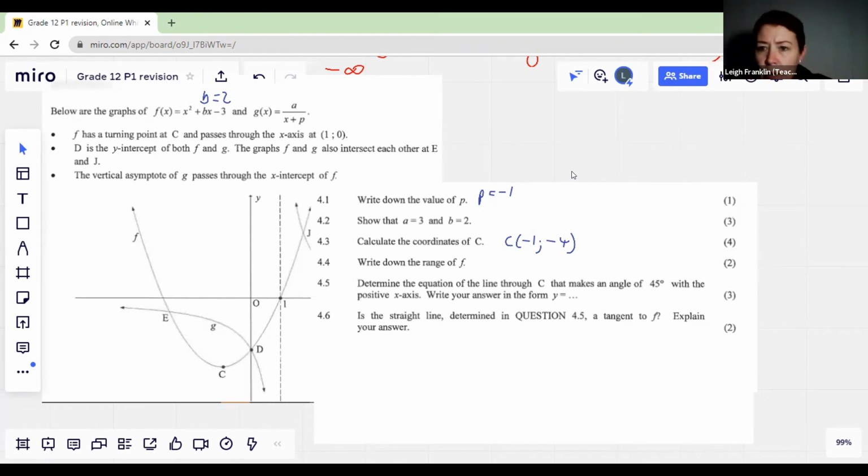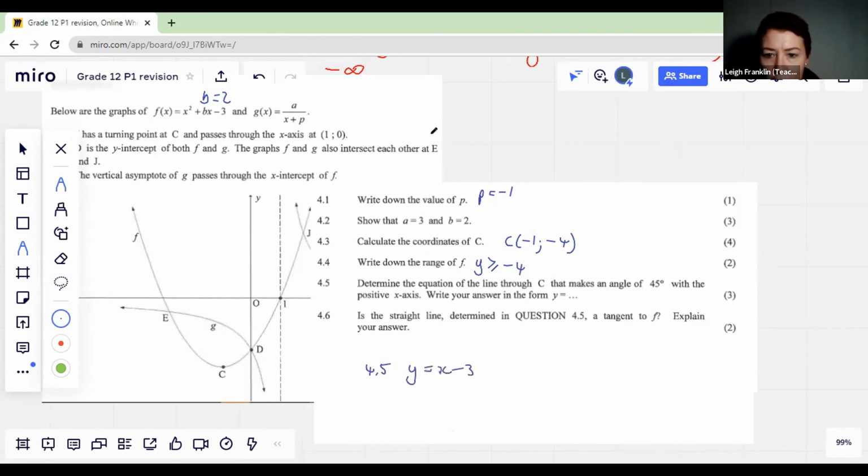Should I go quickly? Our time just goes by so fast. I wish we had all night. Okay, so the range: you should have said y is greater than or equal to -4. Then in question 4.5, you might have heard me talking. In question 4.5, you were supposed to get the line y equals x minus 3.